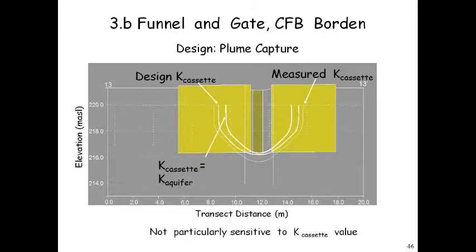If we make the gate more permeable than the aquifer, we can increase the capture zone, but only slightly. In fact, we had designed for a more permeable cassette, and subsequently we had actually measured the permeability of the cassette, and it was even better than we had designed. So we have a fairly good idea of the capture zone.